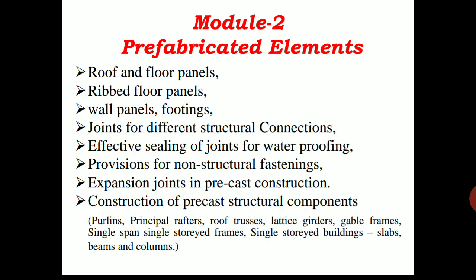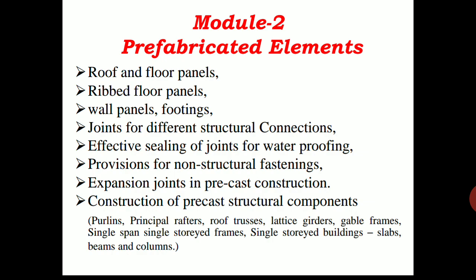And then effective sealing of joints for waterproofing. Usually if I provide certain joints between two structural elements, we may get certain gaps in between those. Through that gap, leakages may occur. So how are we going to fill that particular part? And provision of non-structural fastenings is there, and then we'll provide certain expansion joints in precast construction. That part also we will study here.